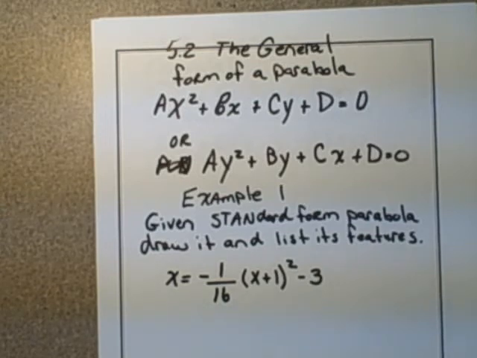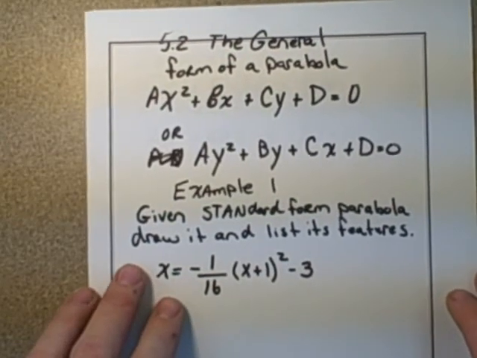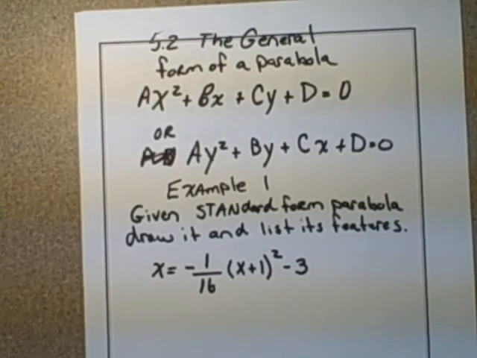In our first example, we're going to look at a standard form parabola and try to list all of its features. I think I'm going to save that for our next tutorial, as I might run out of time. So that's what we're going to do in our next tutorial. I'm just going to switch over.